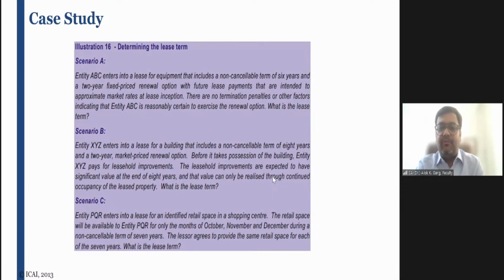Shruti is saying, sir, can you please explain scenario A again? Shruti, in scenario number A, what is happening? Non-cancelable period is 6 years. And the renewal period, optional renewal period is 2 years, which is on the basis of market rental only.